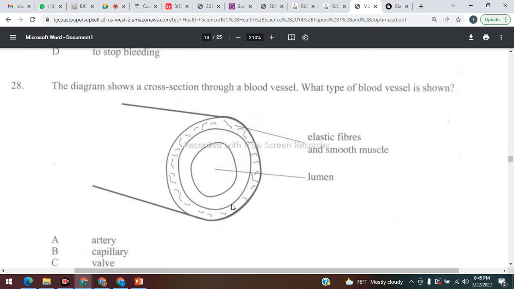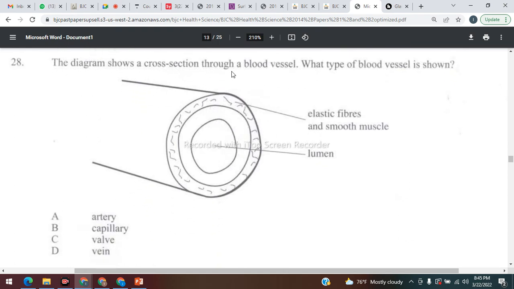Number 28. The diagram shows a cross section through a blood vessel. What type of blood vessel is shown? Notice it has a large lumen. Let's look at more. Artery? It has elastic fibers and smooth muscles, and its lumen is small.